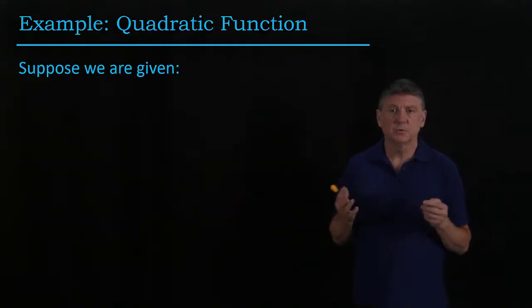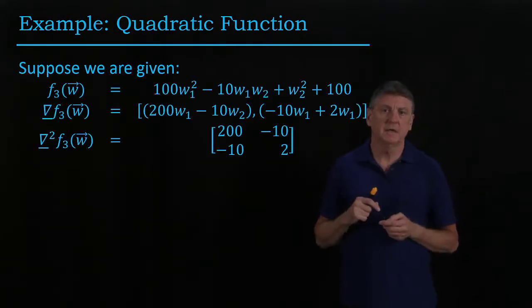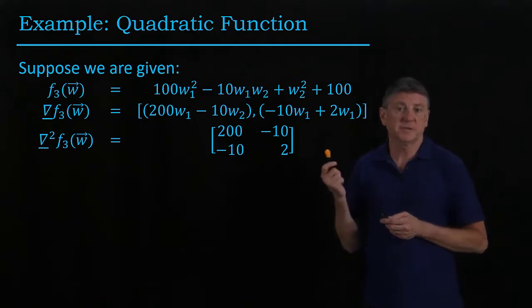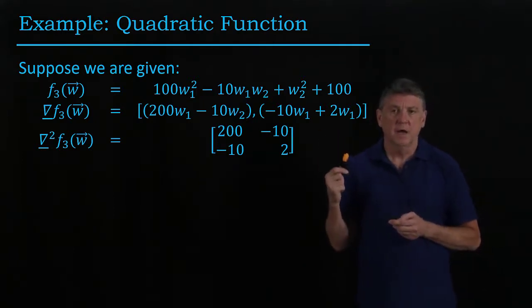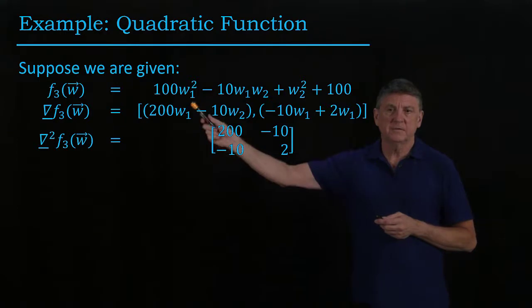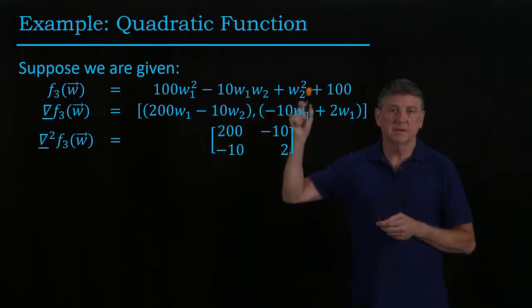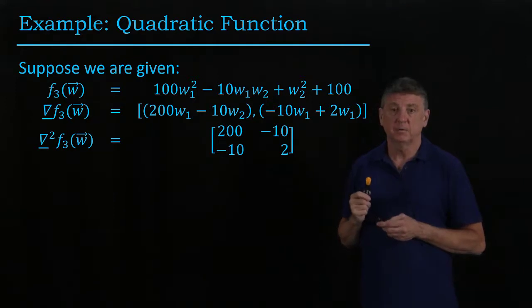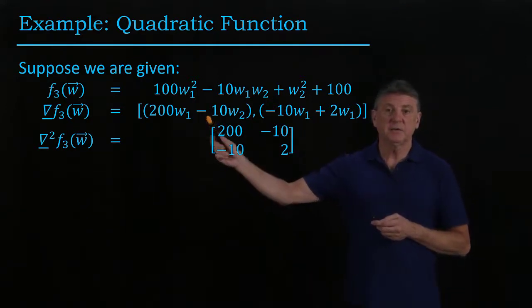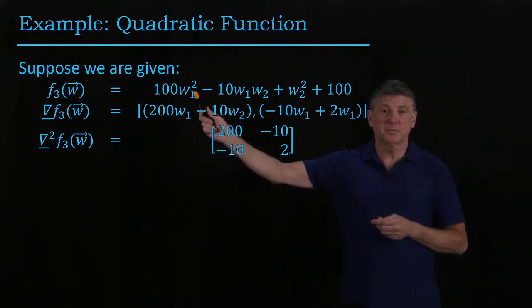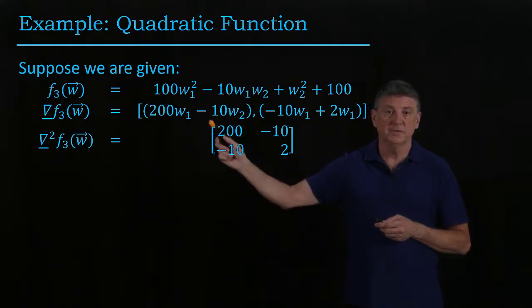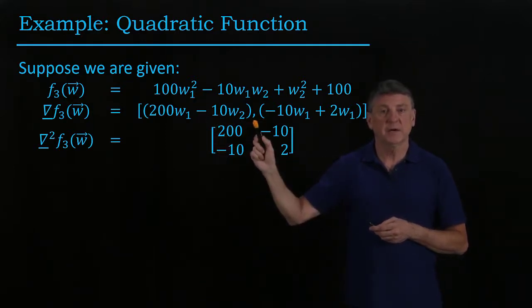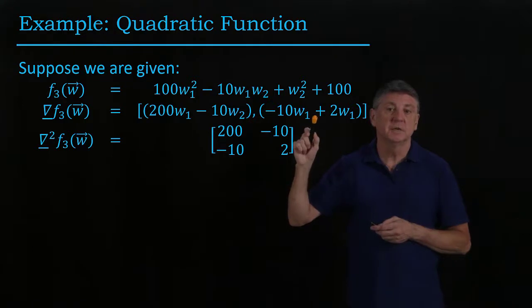For example, suppose we're given a quadratic function, and this particular quadratic function is one that I wrote down. It's a second order function. The second power is the highest power involved, and we can write the gradient down simply by differentiating this with respect to W1 for this term. I put a comma in here for clarity, and then this is the derivative of that function with respect to W2.